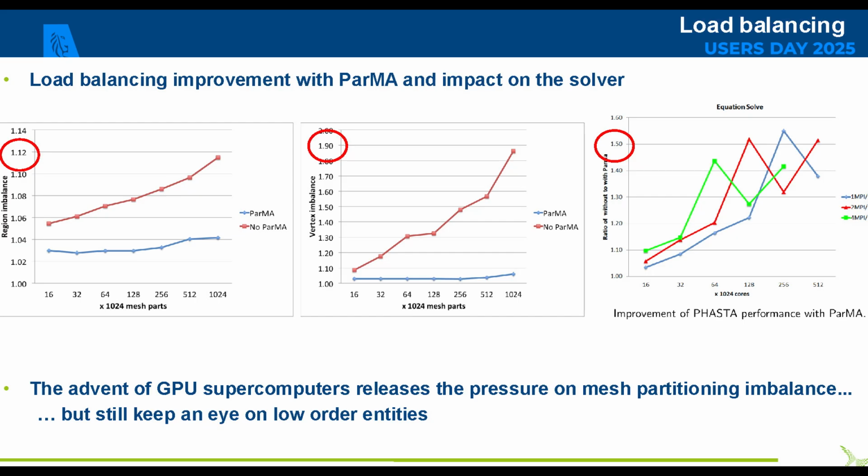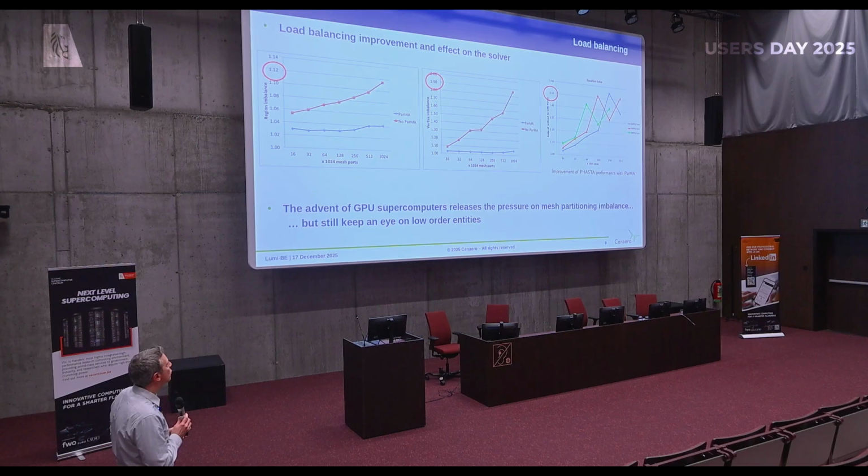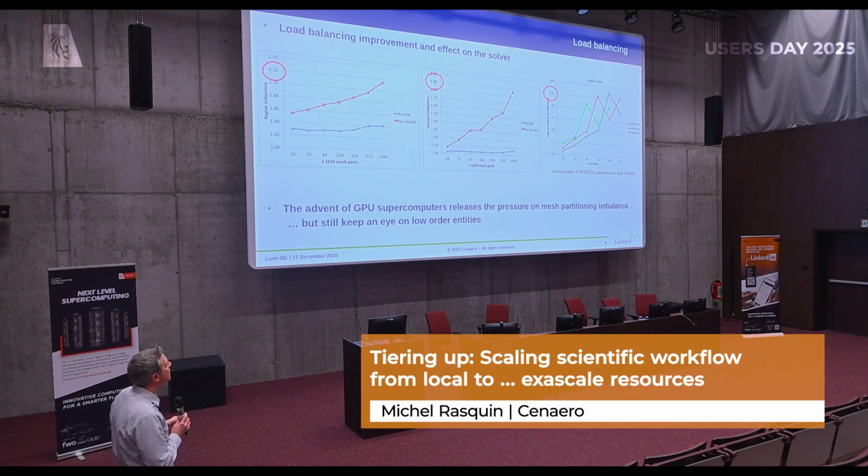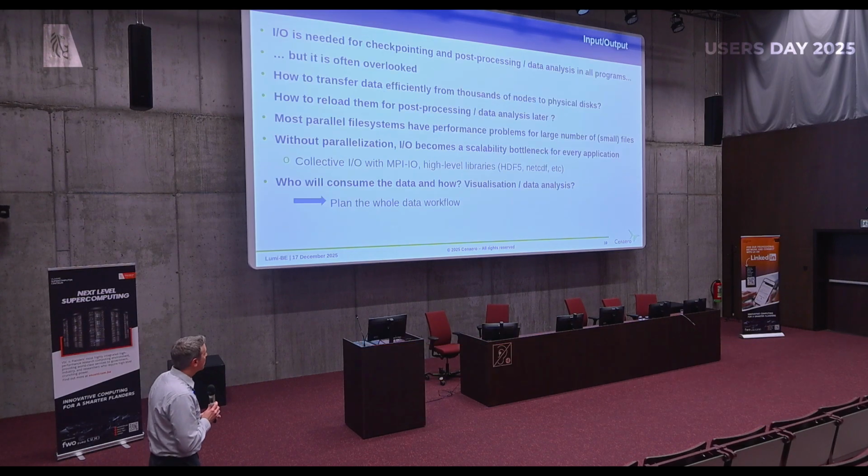So that was for extreme scale. One million mesh parts is not going to be useful right now because of the advent of GPUs. The GPU relieves the pressure on mesh partitioning imbalance, but we still need to keep an eye on low order entities, because with GPUs you could still end up with some imbalance in this region here. So that was for imbalance.